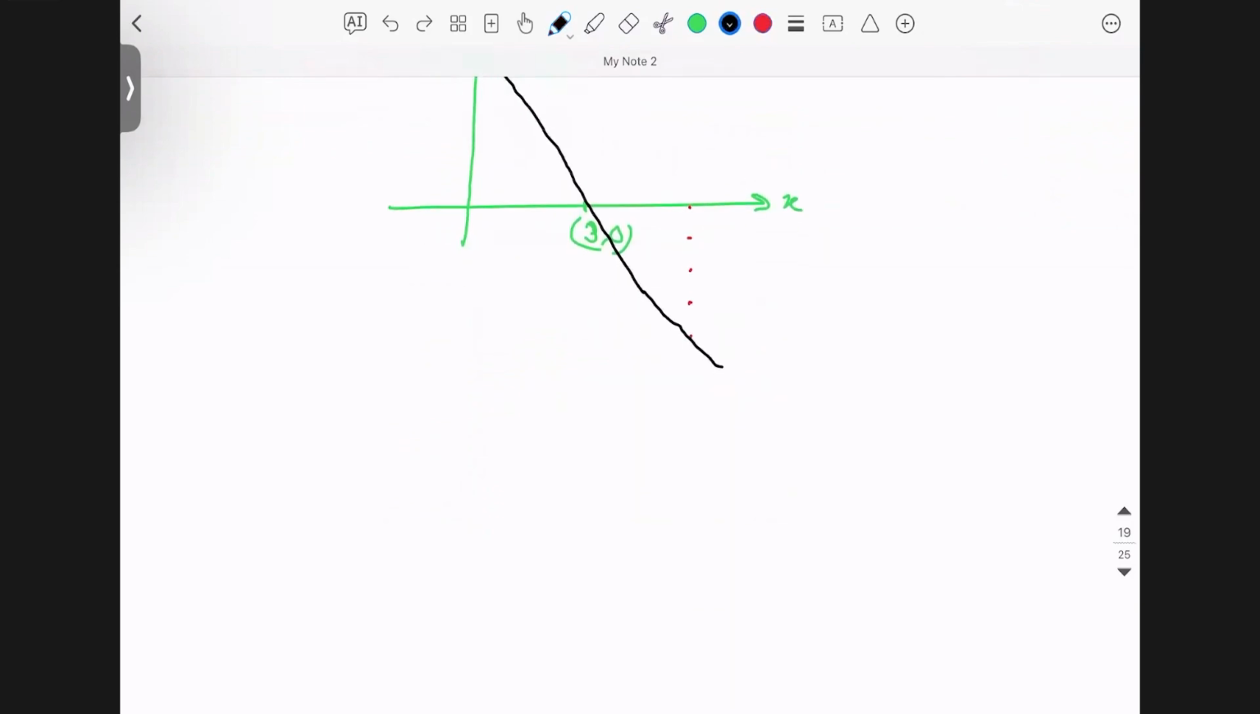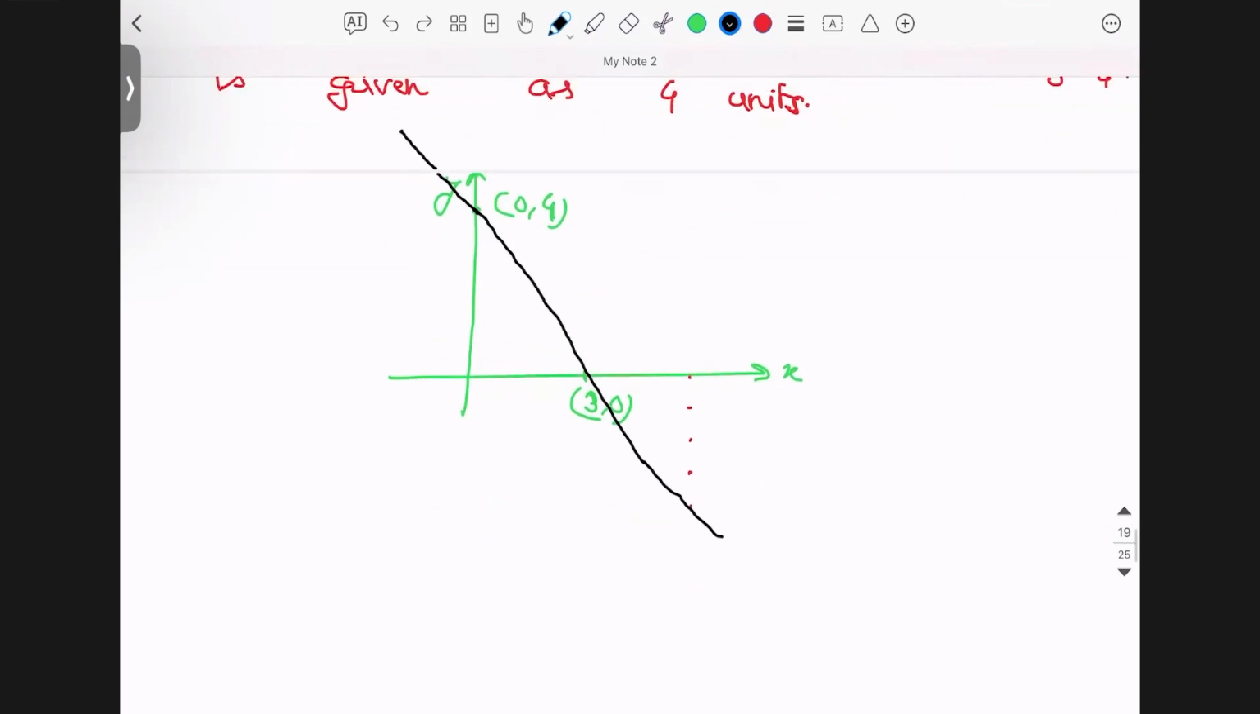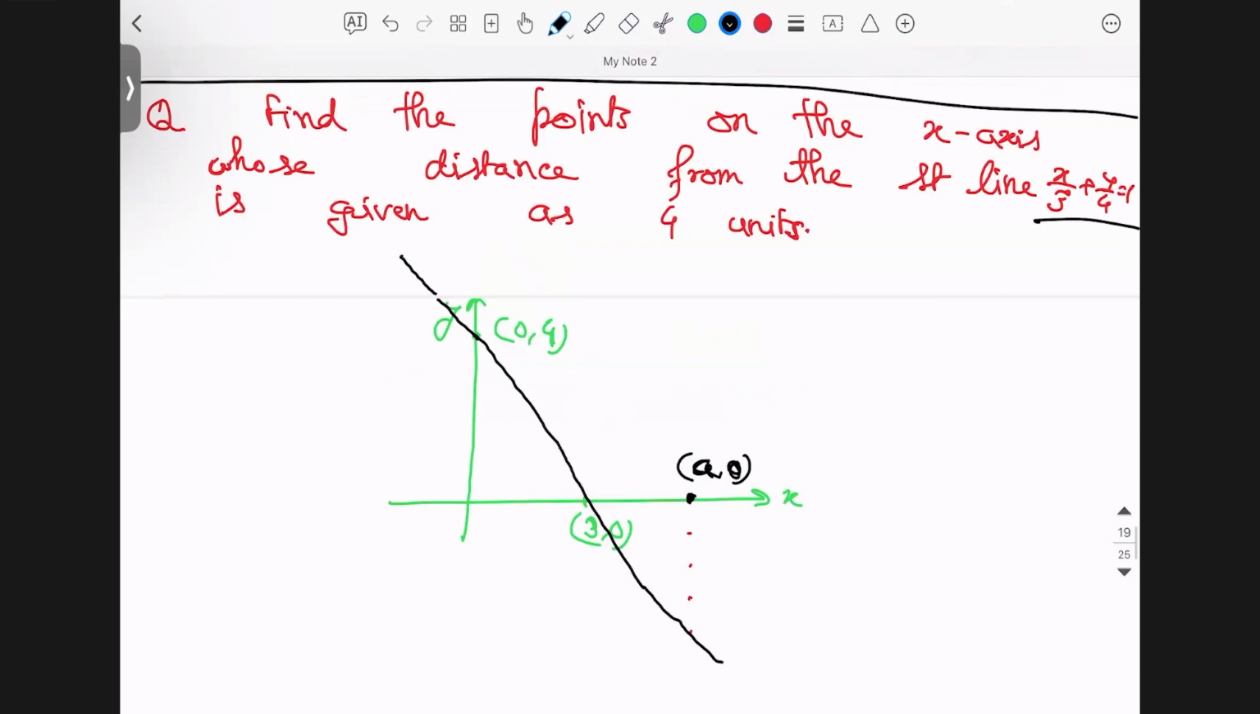Okay, now how can I do that? Any point on the x-axis will have coordinates, suppose a comma 0, right? So any point on the x-axis has coordinates a comma 0. Now what we need to find is the value of a. For that, first, this straight line equation is in intercept form, so we will rewrite it in general form. If I rewrite it, I get x plus 3y by 4 equals 1.